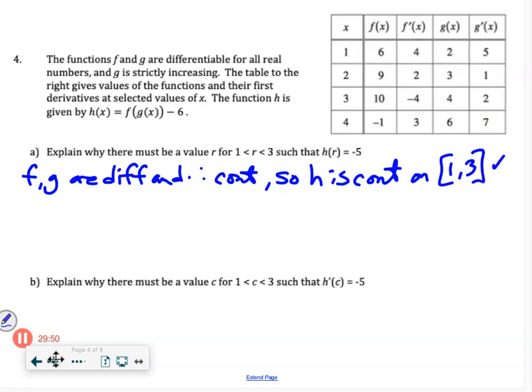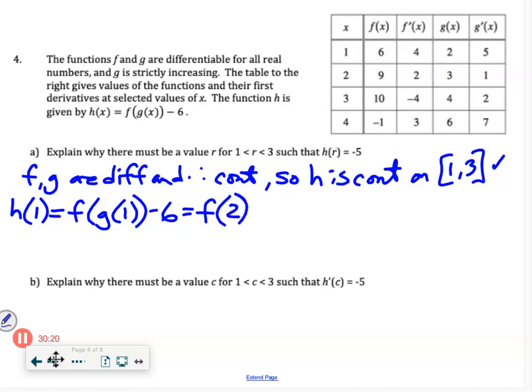All right. The next check for IVT is you need to know if the value you're interested in is in between the endpoints. So you need to find h of 1, you need to find h of 3. h of 1 is f of g of 1 minus 6. All right, so when you do composition of functions, you work inside out. What is g of 1?